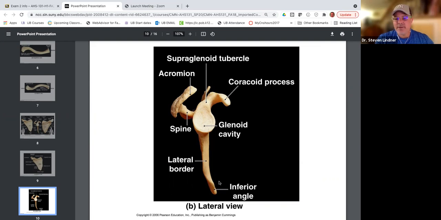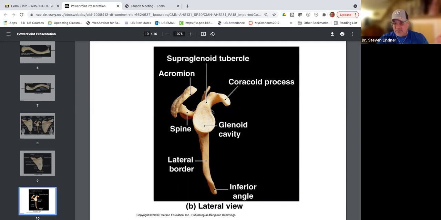Notice that the anterior portion is a little bit concave, and it has to be because it's going to articulate with the ribs. And it's not making a joint with the ribs, right? Joints are when bone and bone come together. There's actually muscle that's here. So the muscle acts as a buffer between the scapula and the ribs.